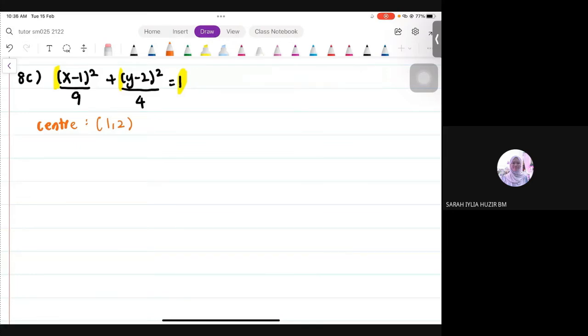And then, same as before. State your A. A is 3 sebab 9 is squared. B should be 2. So, in this case, A is greater than B. Means in order to find C squared, must be A squared minus B squared. Yang panjang tolak yang pendek. So, C should be surd of 9 minus 4. We get surd 5.